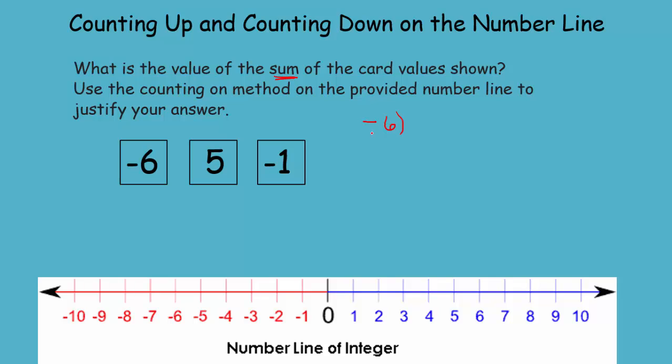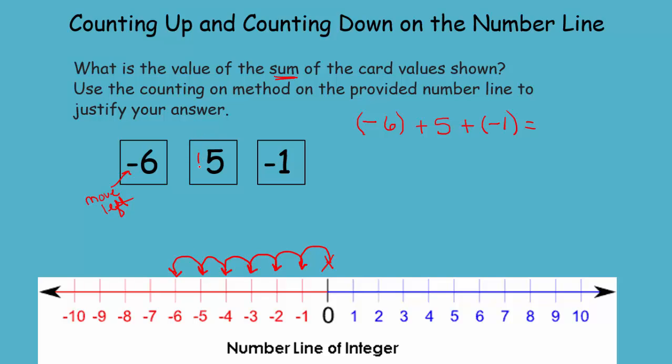So we're going to take negative 6 plus 5 plus negative 1 on our number line, and we're going to see where that gets us. Our counting on method, we always start at 0. Negative 6 means move left 6 units. So we're going to start at 0. We're going to move left 1, 2, 3, 4, 5, 6 units.